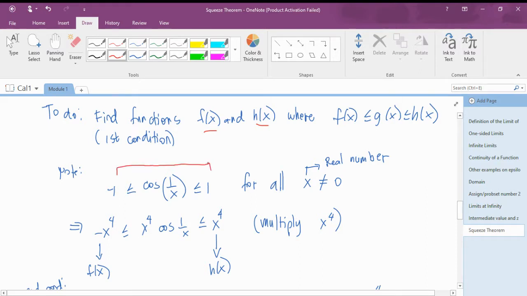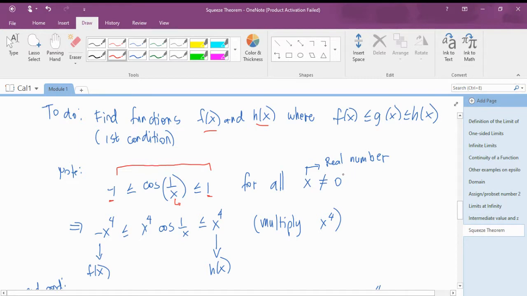Kasi 'di ba ang cosine, ang least na possible value niya ay negative 1 at yung greatest naman na possible value niya ay 1. So, lagi to. Cosine, ang least na value niya ay negative 1, ang greatest value niya ay 1. So, technically, that is true for all x not equal to 0. Not equal to 0 kasi hindi pwedeng mag-0 yung x natin dito kasi nasa denominator siya. So, yung x natin, of course, dapat siya ay isang real number.